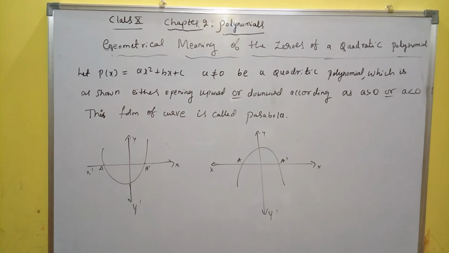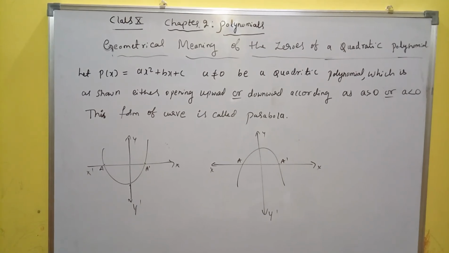So next we are discussing the second case, the geometrical meaning of the zeros of a quadratic polynomial. Here let p of x equal ax square plus bx plus c, where a does not equal 0, be a quadratic polynomial, whose graph is as shown, either opening upward or downward according to whether a is greater than 0 or a is less than 0.